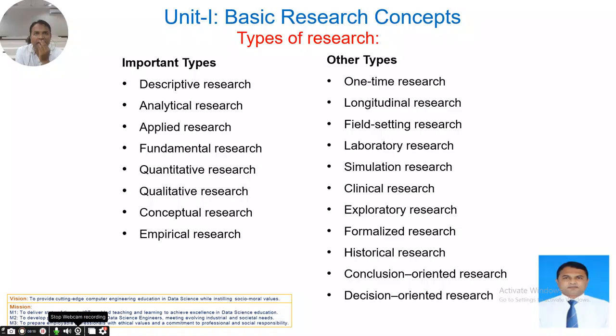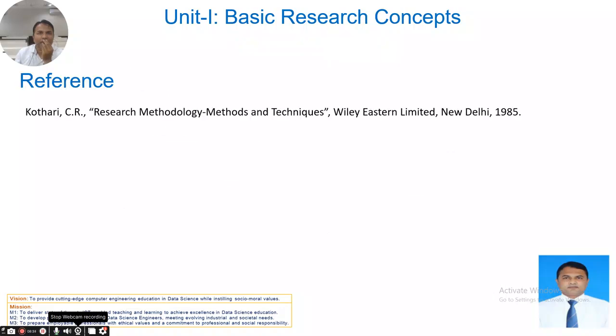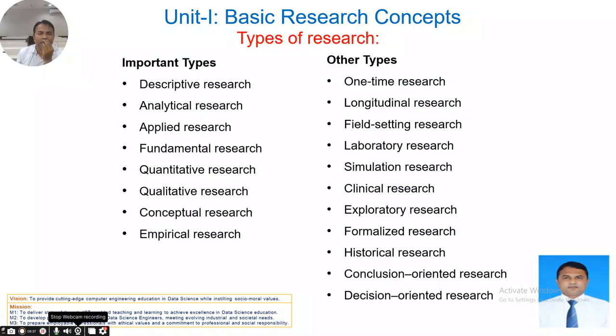As we look at the landscape of research, it can be classified into several vital types. Some important types are descriptive research, which describes existing situations or characteristics. Analytical research, which analyzes existing information to derive conclusions. Applied research, which is conducted to solve practical problems. For example, developing an AI system for disease prediction. Fundamental research, conducted to expand theoretical knowledge.